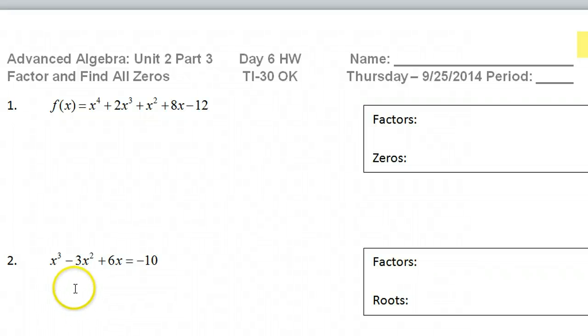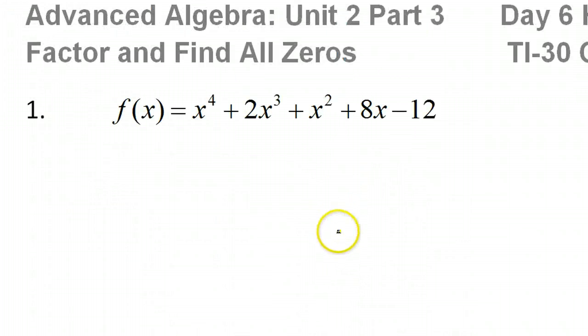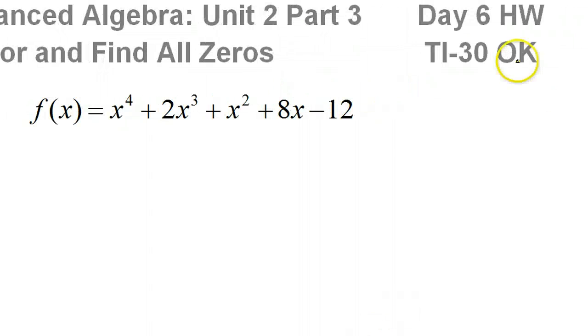All right, welcome. In this lesson, we will practice factoring and finding all of the zeros or roots for polynomials. And we're going up to degree 4 and higher, so not just cubics. So pretty much using the skills that we're going to practice, we should be able to factor almost anything. Okay, for this assignment, we are told that using our TI-30XS MultiView is okay.